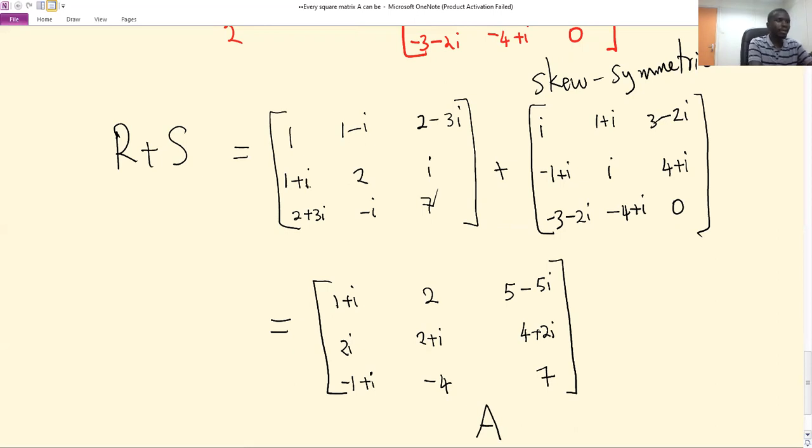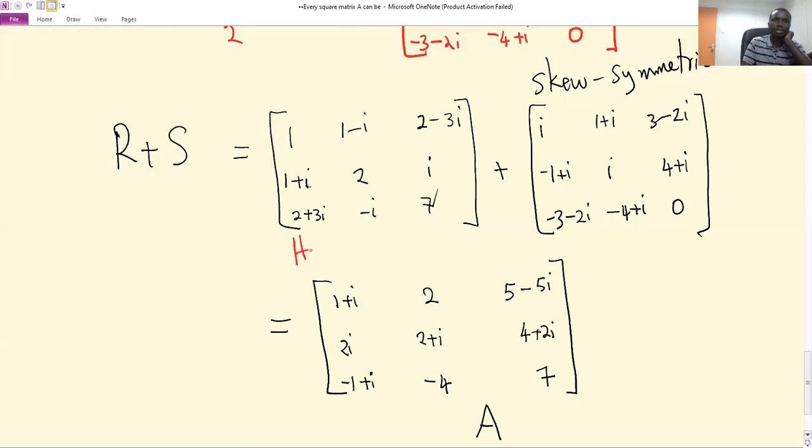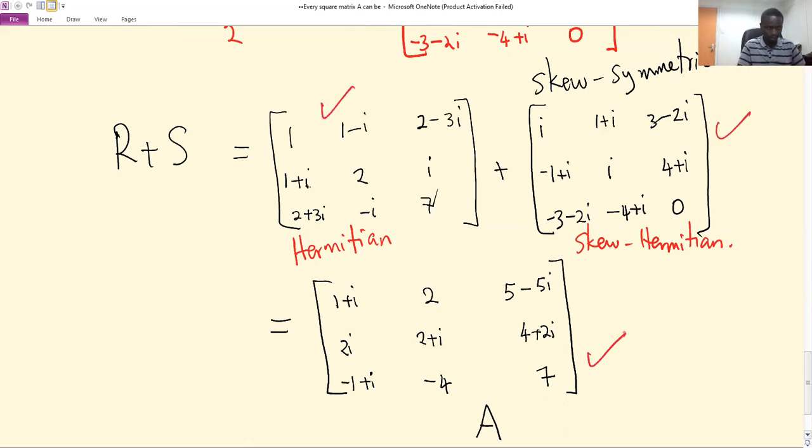So therefore, A has been expressed in terms of a Hermitian matrix. So remember, this is Hermitian, and this is skew Hermitian, and that was the objective. So this plus this gives us our A matrix.